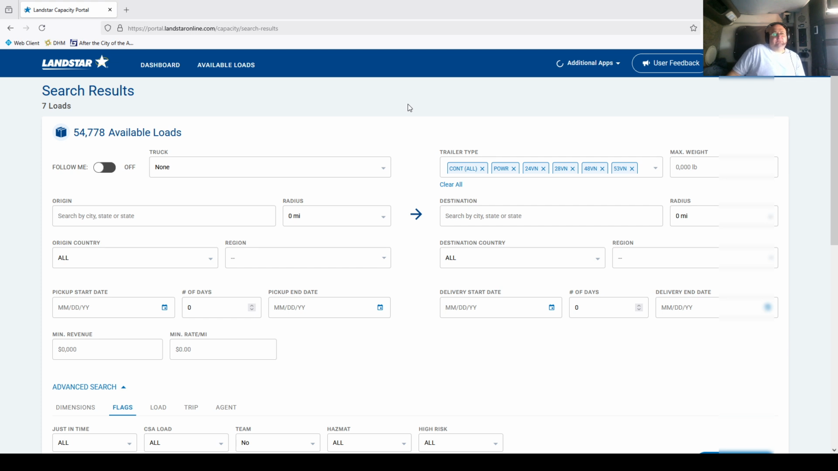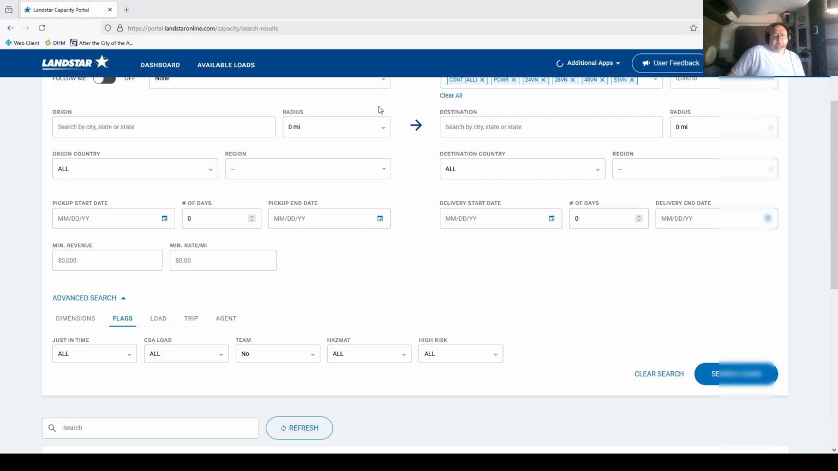But if you're just running random freight off the load board, you're probably not going to be too happy as a team at Landstar. But once you get a dedicated run as a team, then you'll probably be good to go.